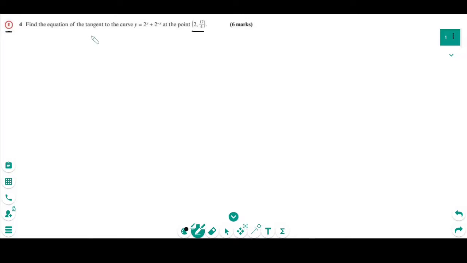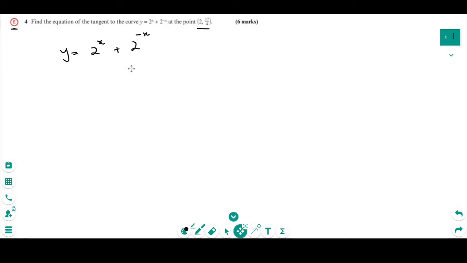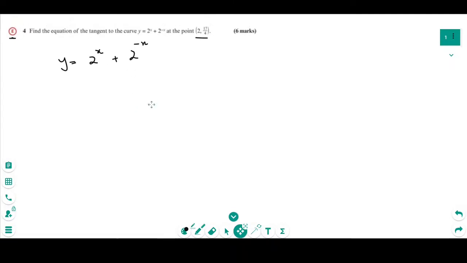Okay, so as with any question about finding the tangent or the normal to the curve, let's first differentiate the curve and find the gradient at the point which they want us to find either the tangent or the normal. Okay, so we have a curve that looks something like this, and how would we differentiate this?